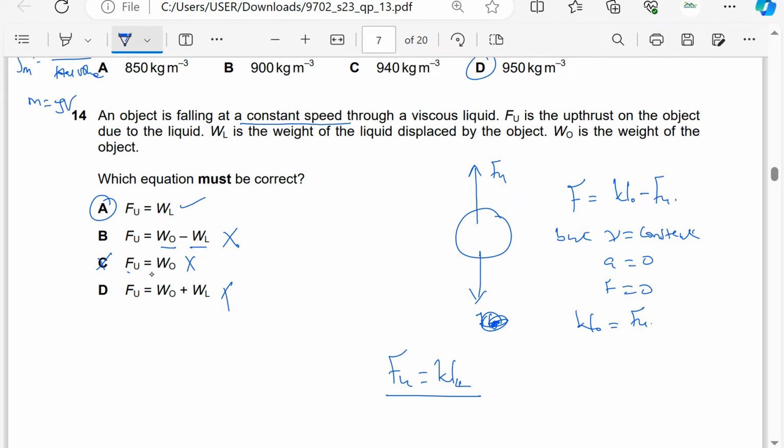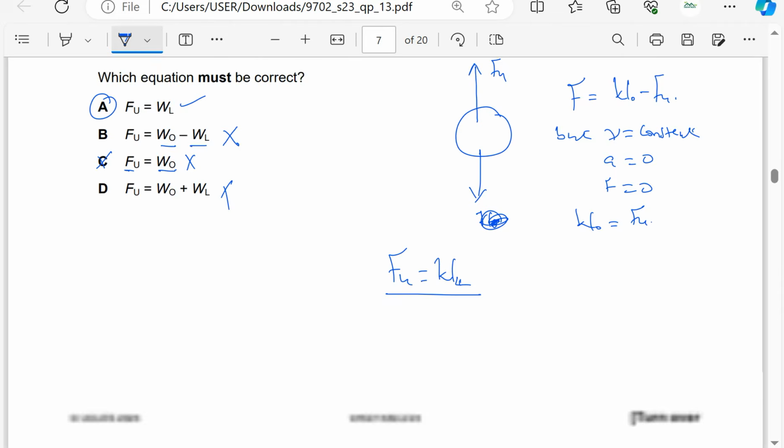I'm saying if the upthrust was equal to the weight of the liquid initially, then the object would not be moving. But since the upthrust is equal to the weight of the liquid displaced according to Archimedes' principle, it means with time the weight of the liquid displaced is balancing with the upthrust. So now the object would be moving with a constant speed. So the answer is going to be A.